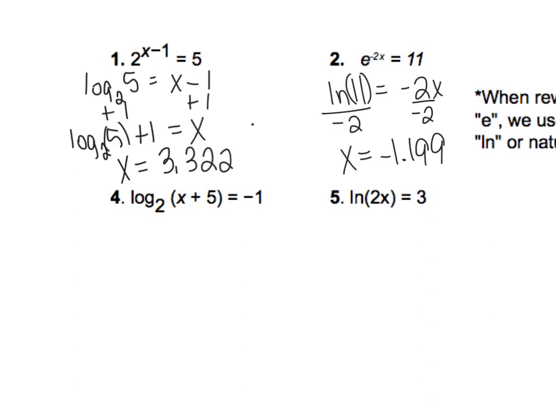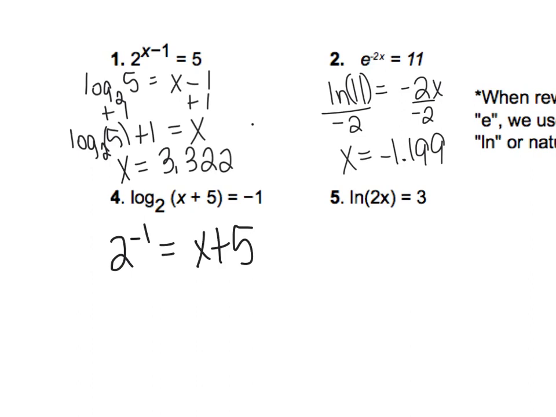Okay, and then on question number 4, we have log base 2 of x plus 5 equals negative 1. Well, if it's written as a log, and we need to figure out what we're taking the log of, taking the log of x plus 5, we're going to have to rewrite that as an exponent, which means we would have 2 to the negative 1 equals x plus 5. That's just rewriting a log as an exponent. We have done that lots and lots of times.